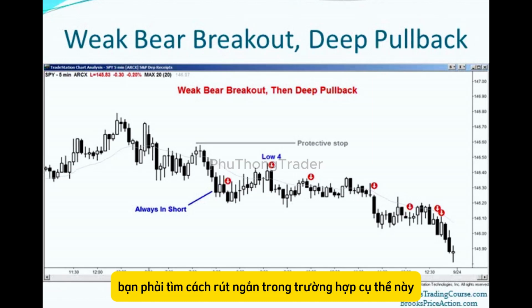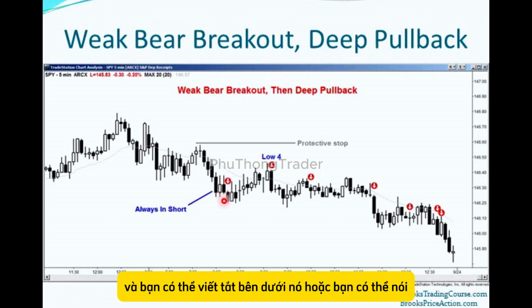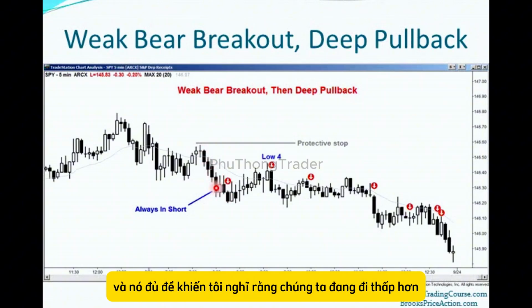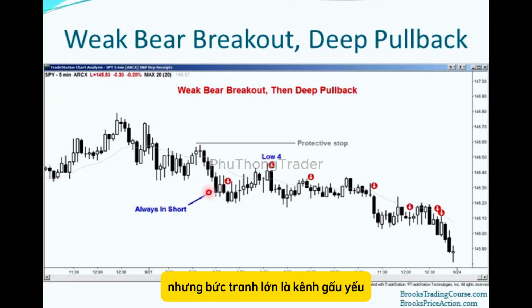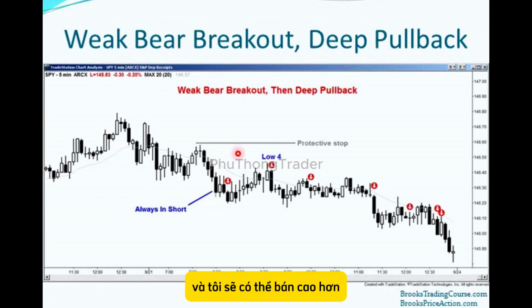In this particular case, we have an II pattern, a small triangle, and you could short below it, or you can say, I don't know, these bars, they're good and it's enough to make me think we're going lower, but the big picture is that of a weak bear channel, in which case the market will probably bounce and I should be able to sell higher, but I don't know, maybe it'll accelerate to the downside.